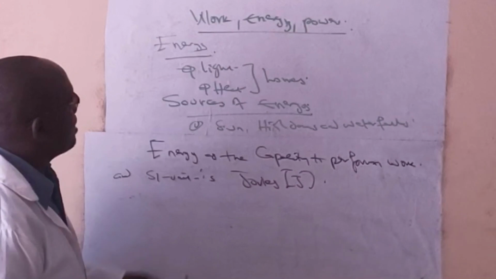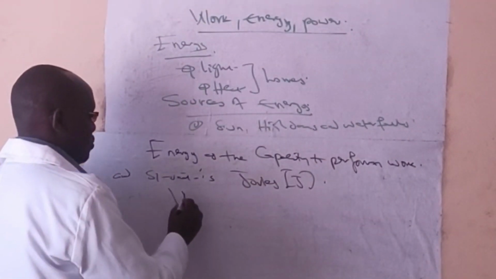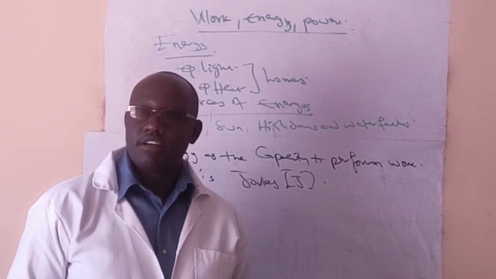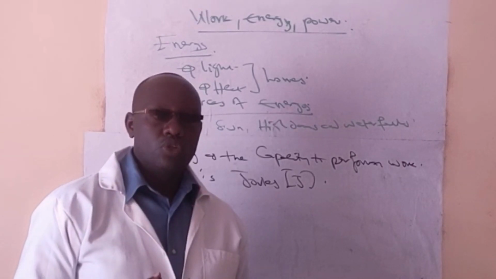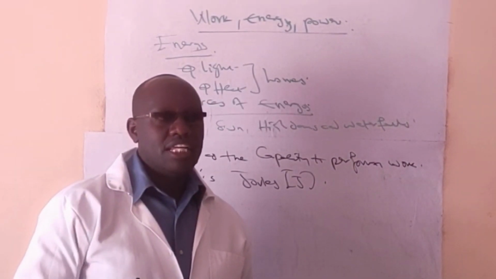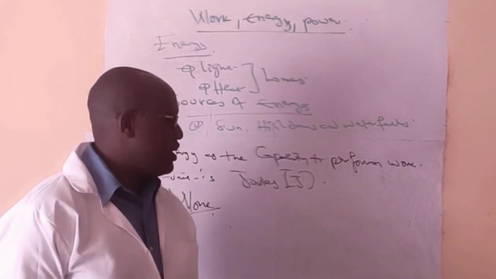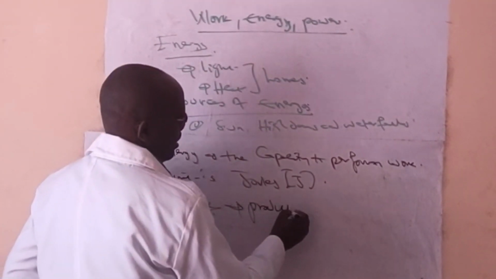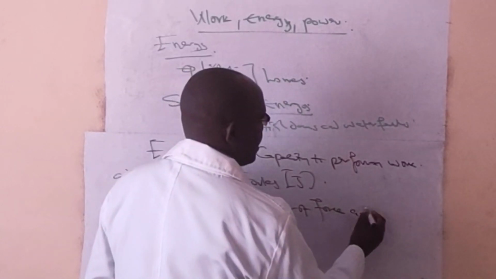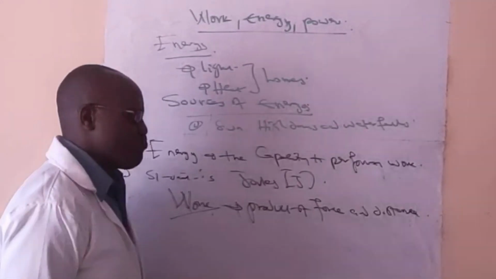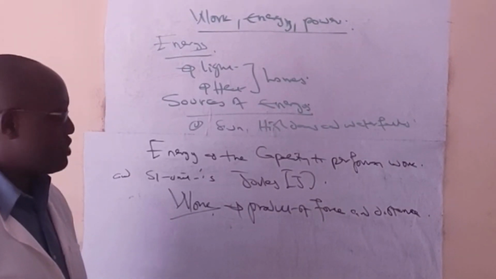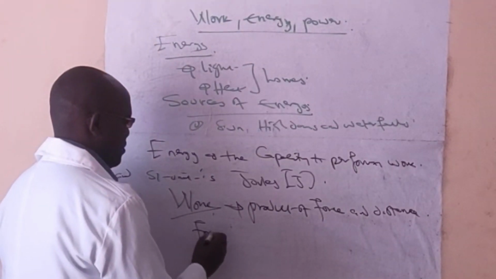Then another topic is work, and work according to physics can only be done when there is some force applied and that force is used to move an object some distance. If a force is exerted and the object moves some distance, then in physics we say work has been done. This is defined as the product of force and distance. Work is done when force has been applied to move an object some distance. And force is measured in newtons.